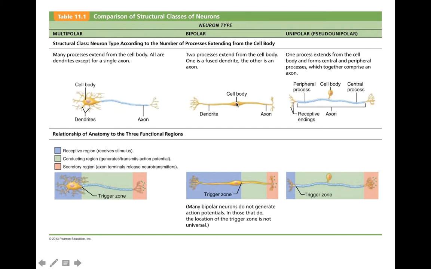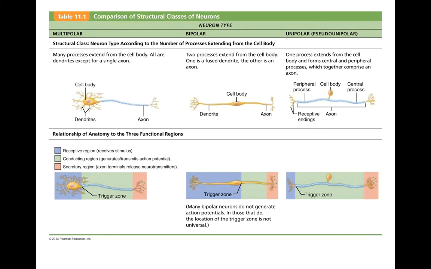Bipolar means you've got a cell body and then you've got two projections. One is a dendrite, one is an axon. Unipolar, here's your cell body, and you have one little projection coming off of it that then connects to this very long axon. So, multipolar, more than two. Bipolar, two. Unipolar, one.